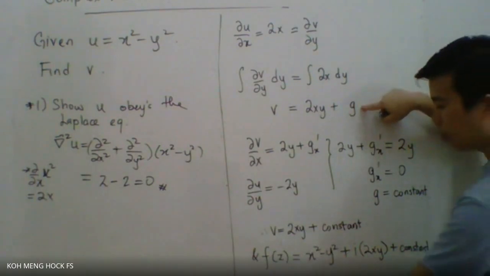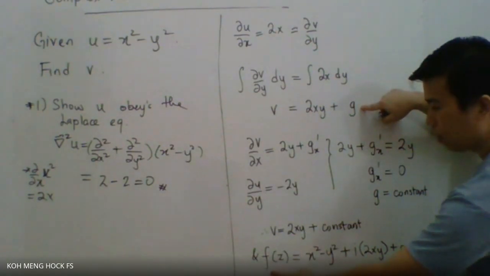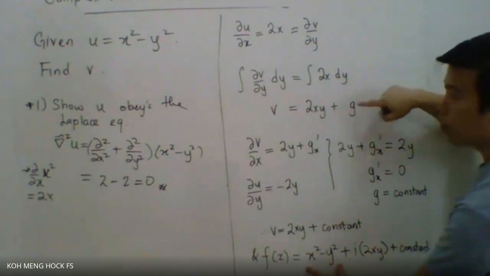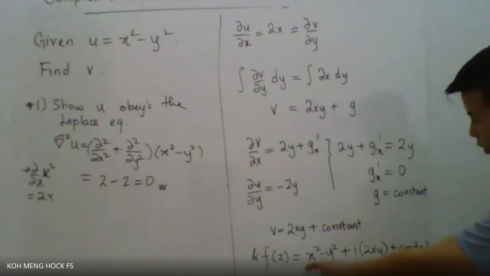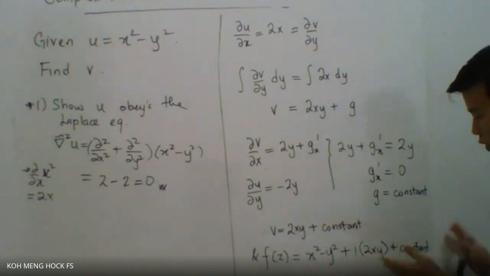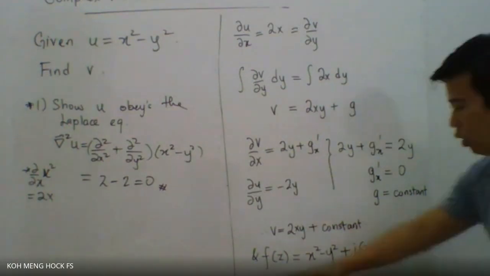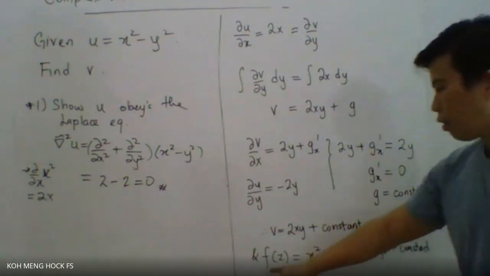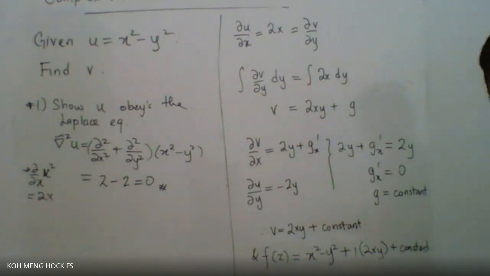So now in this case, my function f as a function of z has x squared minus y squared as my u, the real part, and the imaginary part is 2xy, plus a constant. The constant doesn't matter, so let the constant be 1. So now this is the answer. You want to find v, and then f.